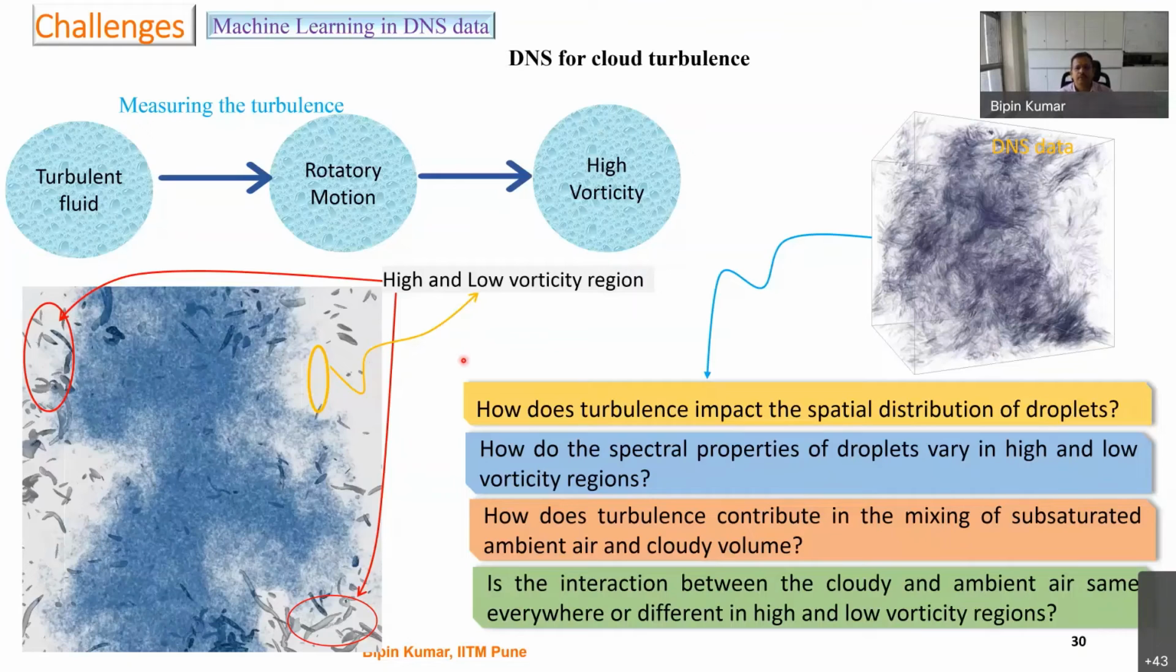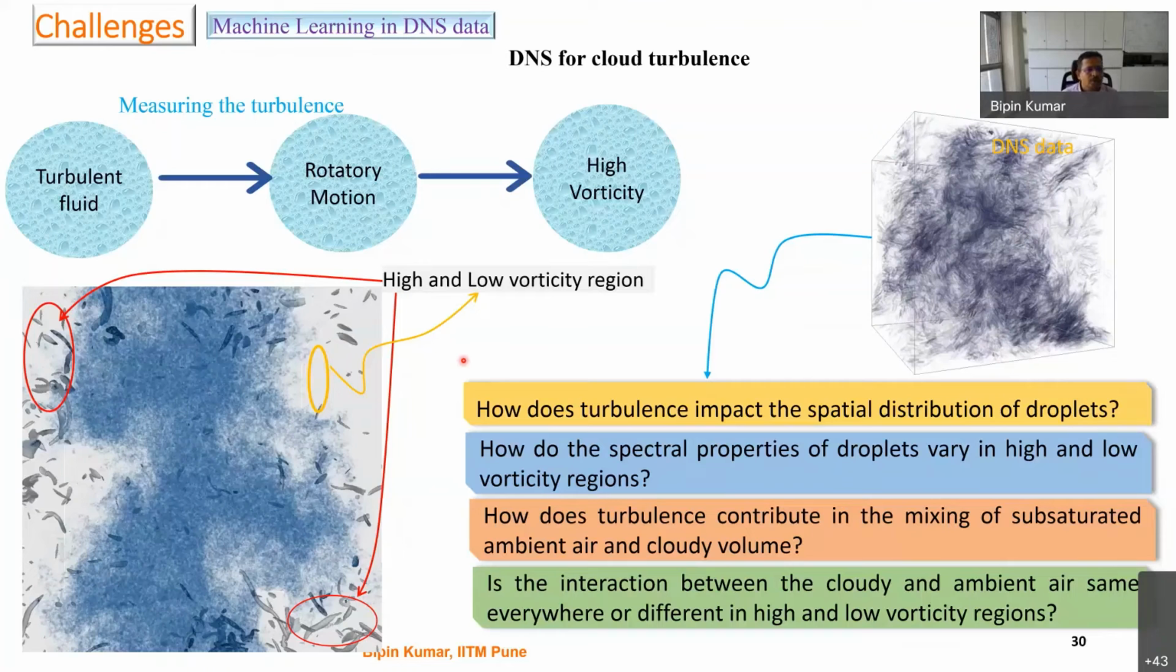I mean, we can vary the turbulence, we can do many simulations, and then we can say high turbulence intensity and so on. But I'm saying that within the data, we can also do the same kind of study. So how the spectral properties are changing. When we go to the high vortex area and low vortex area, how the droplet properties are changing.